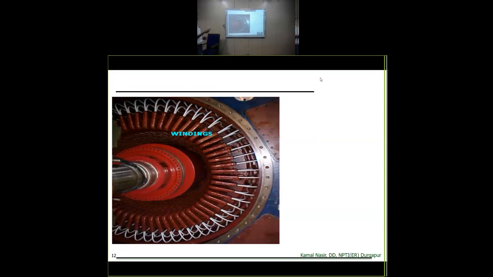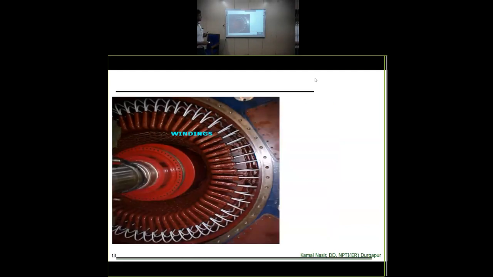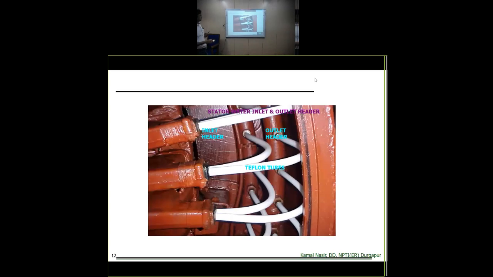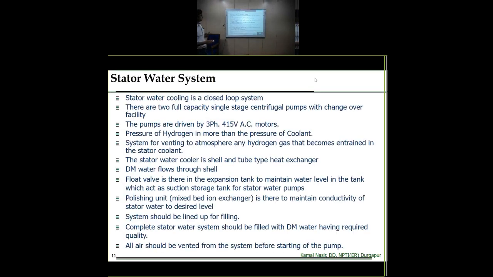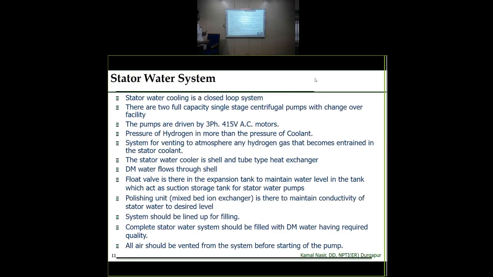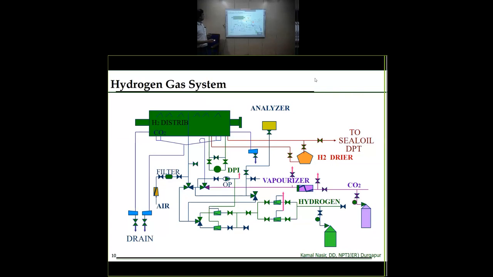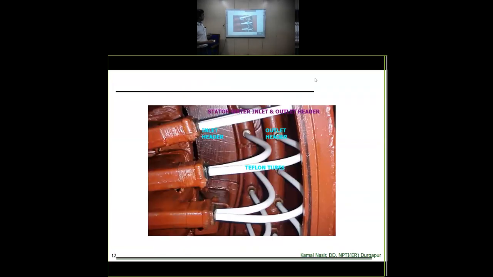Now this is the winding which we are seeing. If we go into detail, we have these Teflon tubes, with an inlet header and an outlet header. These Teflon tubes are used for the demineralized water to flow in. In this case, you have to monitor the water system always.